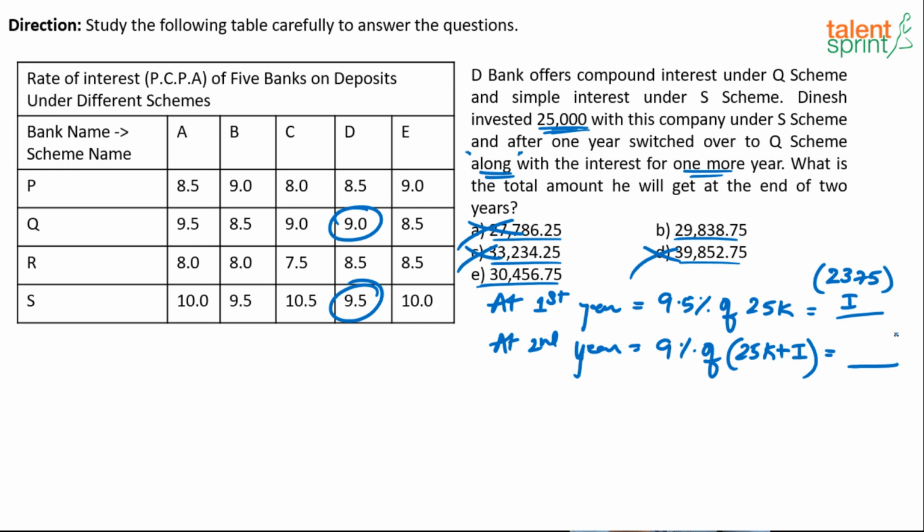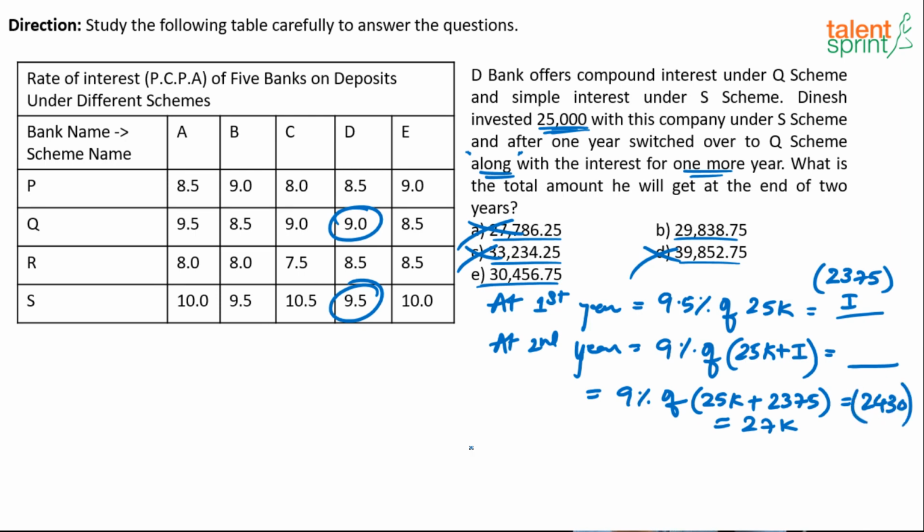Now the second year, at the end of second year, the interest that you get will be 9% of 25,000 plus 2,375. How much is that? So 25,000 plus 2,375 is 27,375. Let's say approximately 27,000. We'll do a little bit of approximation. 27,000 approximately. 9% of 27,000. 10% is 2,700. 9% will be 2,700 minus 270. So that will be 2,430.